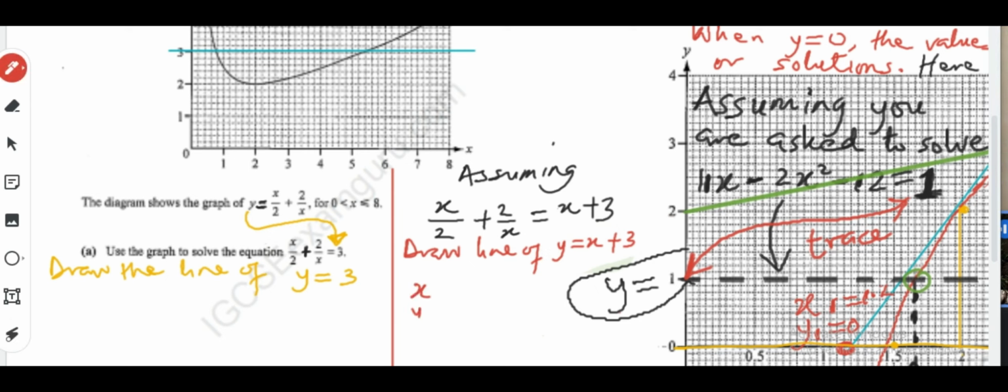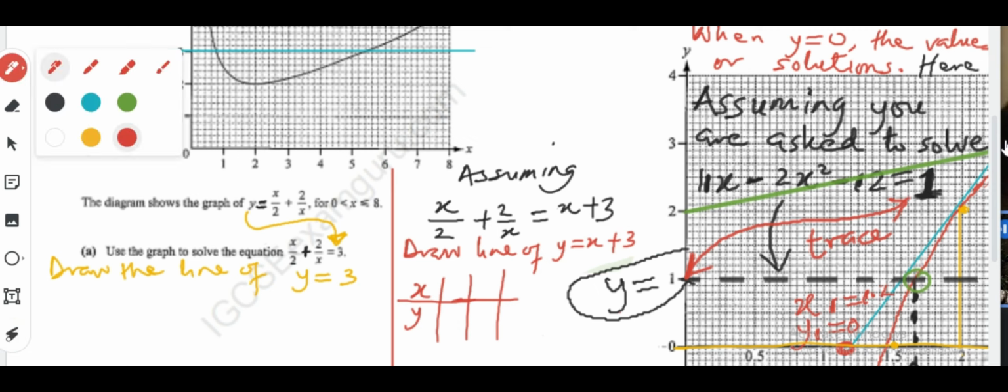X and y, table, and put in the tables. Which two values can you use? Any two values from this. But there's one value you don't even need. Okay, 1 and 4. For straight line graphs, you don't need all points. Just two values. So let's try 1 and 4.